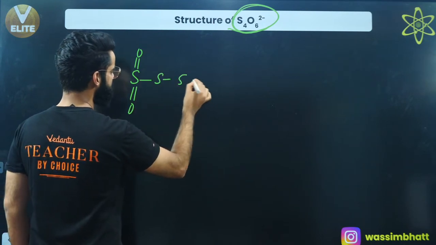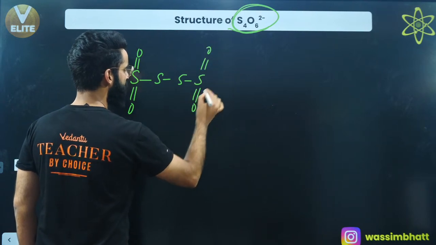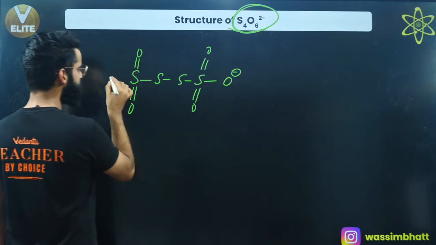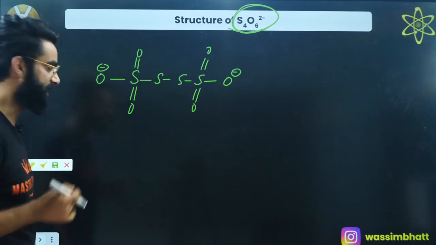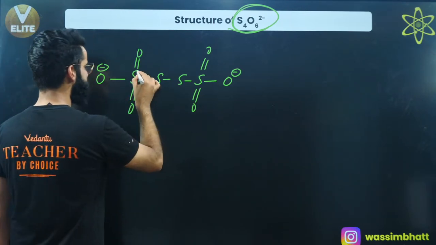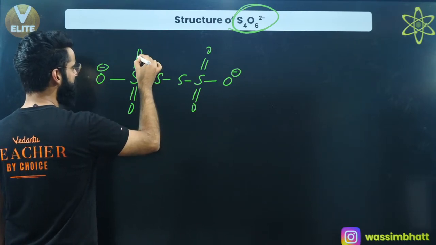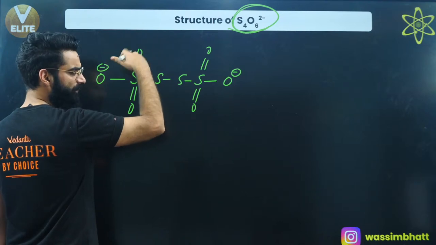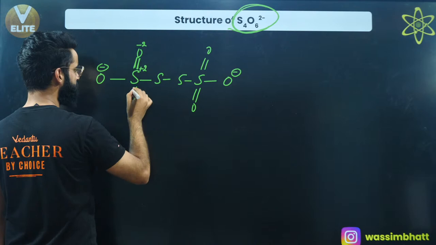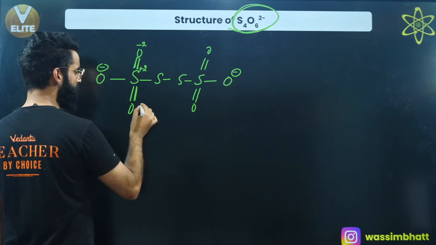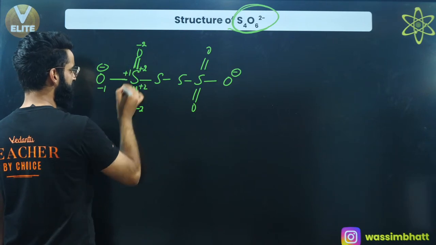This is sulfur. This is sulfur. This is sulfur. This is double bond oxygen, this is double bond oxygen, this is oxygen carrying the negative charge, this one more oxygen carrying the negative charge. This is the structure of your S4O6 2-, right? Now, what about the oxidation state of this sulfur, guys? Sulfur, double bond oxygen, oxygen being more electronegative, it will attract both the bonded pair of electrons towards itself, so it's going to show minus 2, and sulfur at the same time will show plus 2. This is one more double bond, so minus 2, plus 2, right? There's a single bond, minus 1, and this is going to be plus 1.